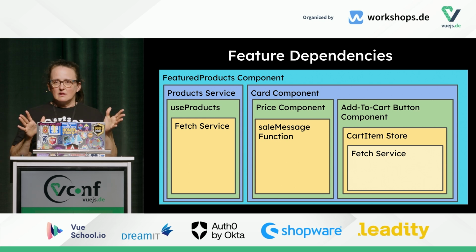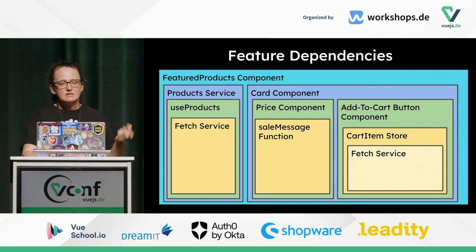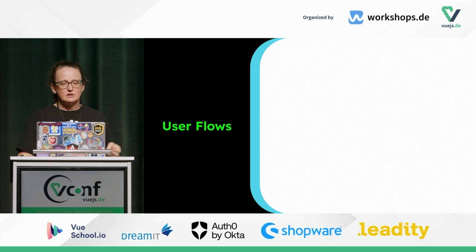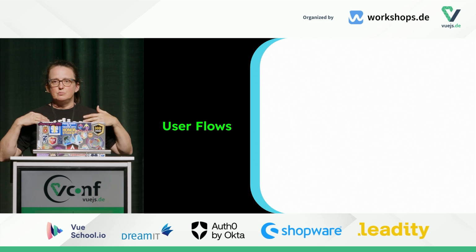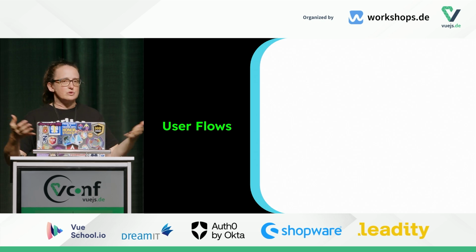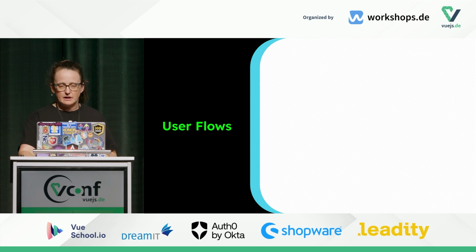So when we map this all out, we can see this sort of graph, this chart of dependencies, right? How is this feature built out? And this is how this specific feature is built out. So now I have to decide my testing strategy. One thing I like to do before I do that is I define what user flows I expect to find.